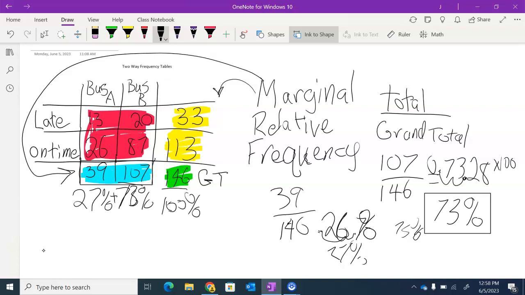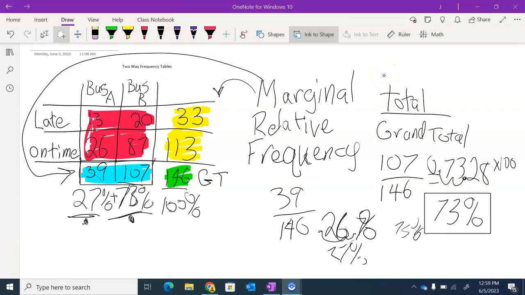So bus A is late 27% of the time. Nope, that's not what that tells us. Yes, it does: 27% of the time the buses go out, it is bus A that goes out. 73% of the trips made are the times bus B goes out. That's what that tells us. If they were players in a game, bus B gets a lot more playing time than bus A.